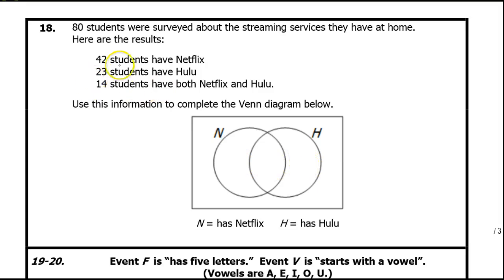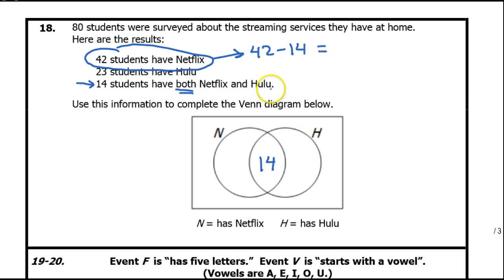So the middle section, of course, is going to be this. These are the students that have both Netflix and Hulu. So the 14 goes right here. Okay, there are 80 students. Oh, well, no, it's not time for that yet. So 42 students have Netflix. So that's why I'm going to do 42 minus 14 right now.